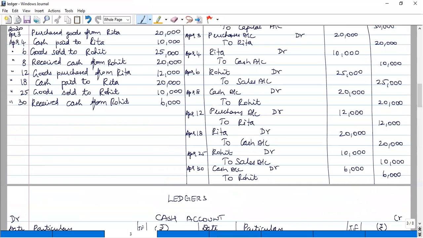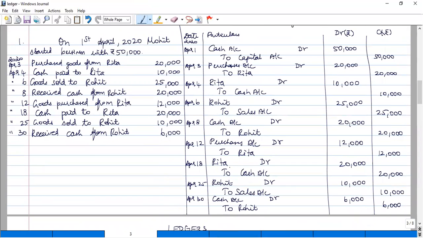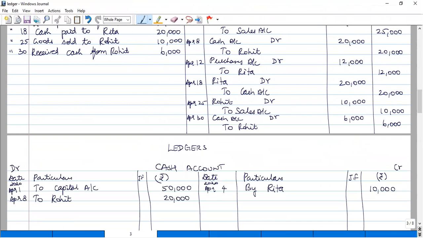The next transaction is cash paid to Rita. So for cash paid to Rita, we have passed the journal entry as debit Rita's account to cash account. Now we have paid cash to Rita. Cash is going out of the business. That is why the asset decrease has been credited. Okay. So just mention that in the cash account. As we have opened cash account first, we will finish cash account, then go to Rita's account. So on April 18, we are going to credit cash account by stating that cash paid to Rita. How much is paid? It is 20,000 rupees.